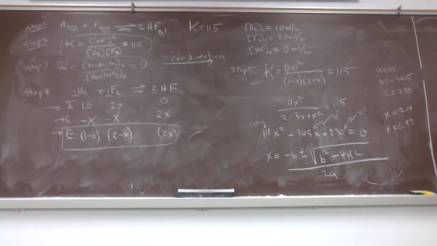Only one is physically possible. And that'll always be the case in any problem I give you. You'll get 2 possible values, but one of them will be physically impossible. Which one can we eliminate as a possibility?